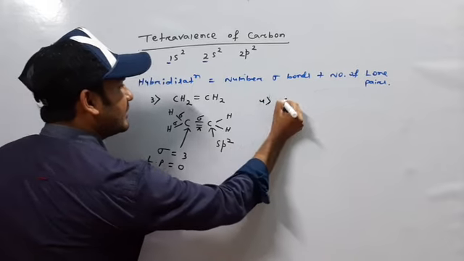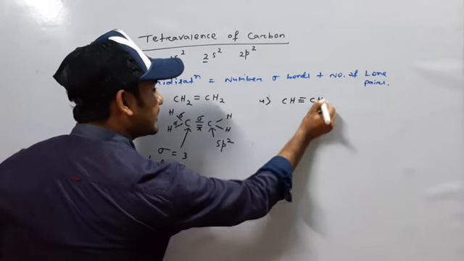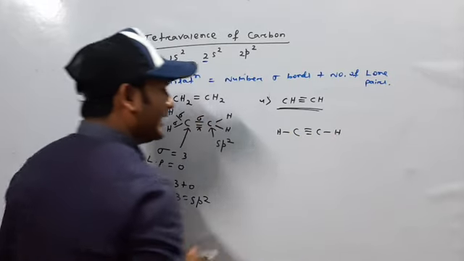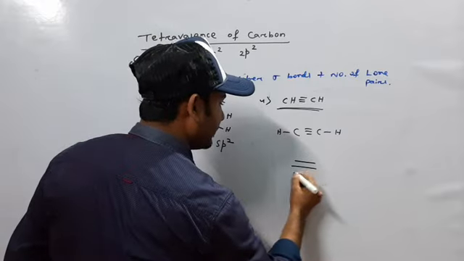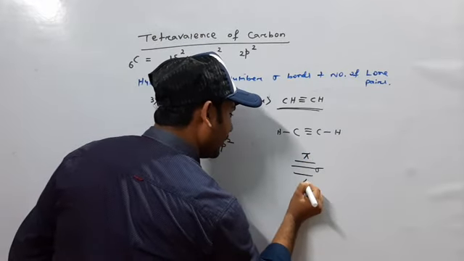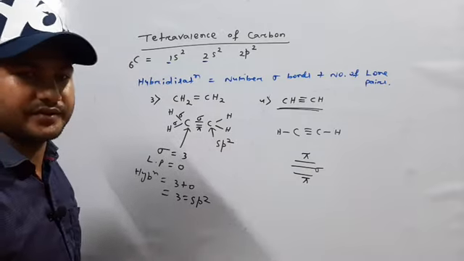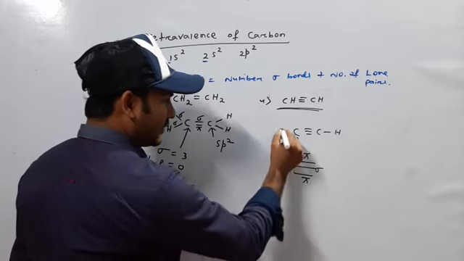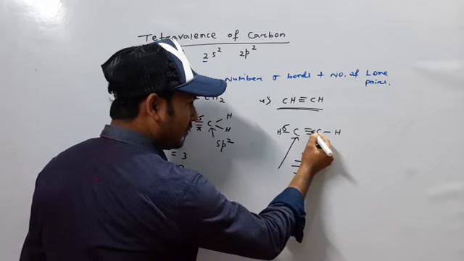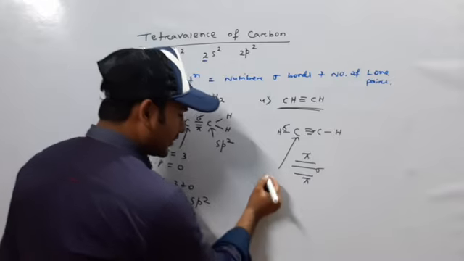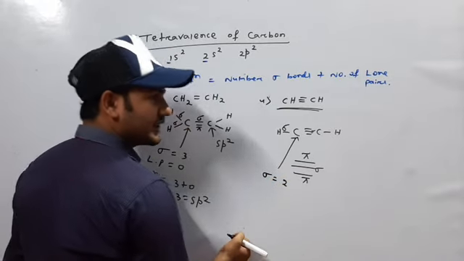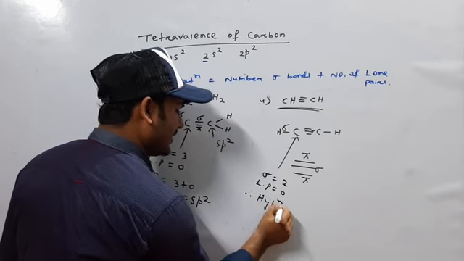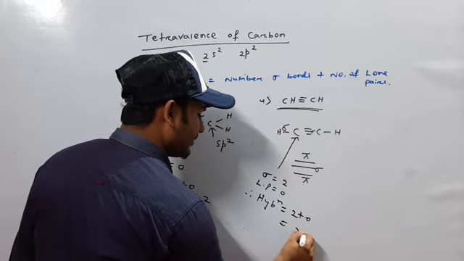Take another example, CH triple bond CH. In a triple bond, one is sigma, the other 2 are pi bonds. So when we calculate hybridization for this carbon atom, the triple bond contains one sigma bond. So the total number of sigma bonds is 2, lone pairs 0. Hence hybridization is sp.